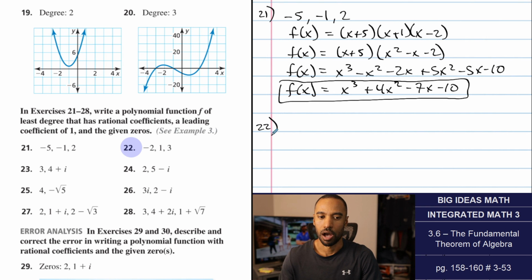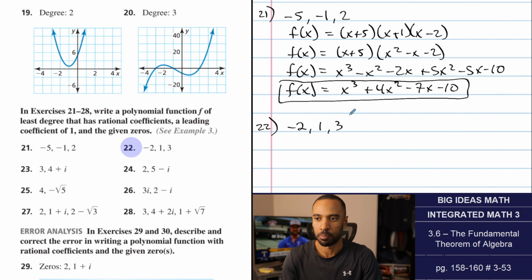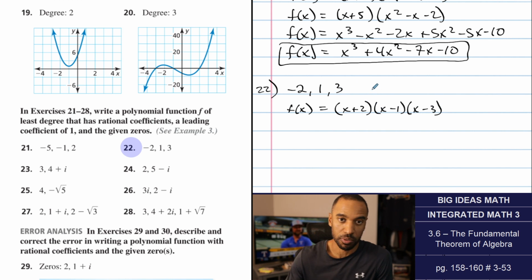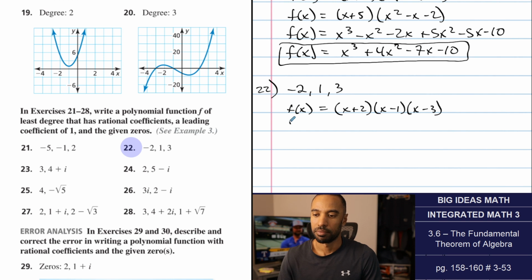Number 22, also 3 solutions. We're expecting, once again, a cubic. Not just expecting a cubic, but we write it in least degree in that form. Because there are only 3 factors here, that's what will make it a cubic. So x plus 2 times x minus 1 times x minus 3. It's possible to make it like a quartic if you make one of these a multiplicity of 2. You know, that kind of thing.